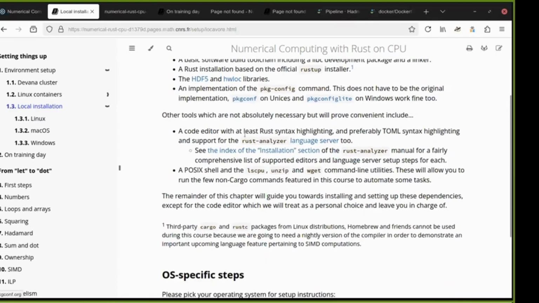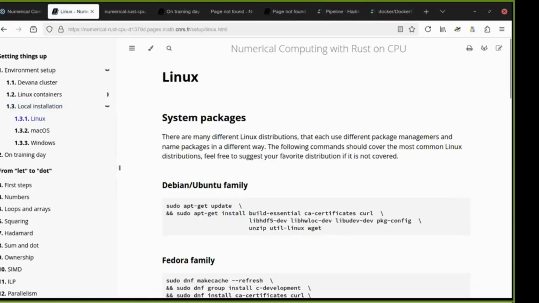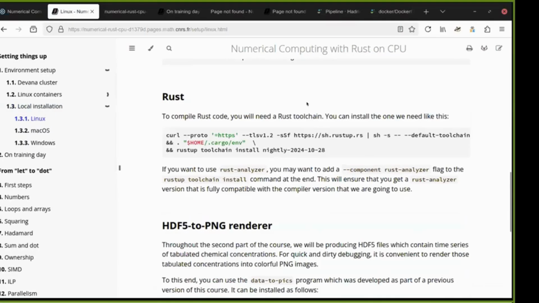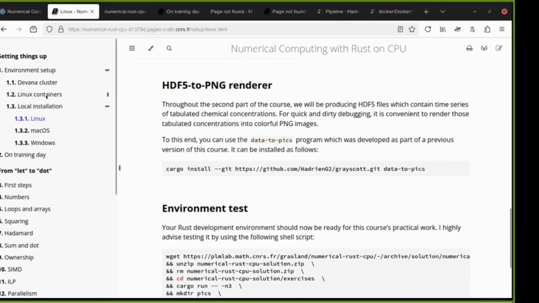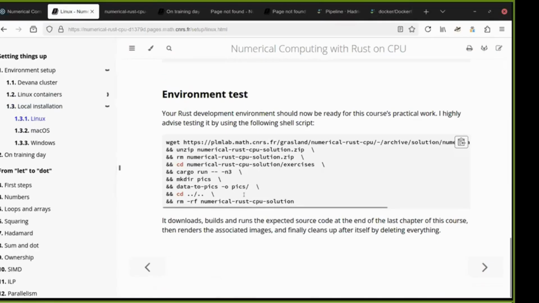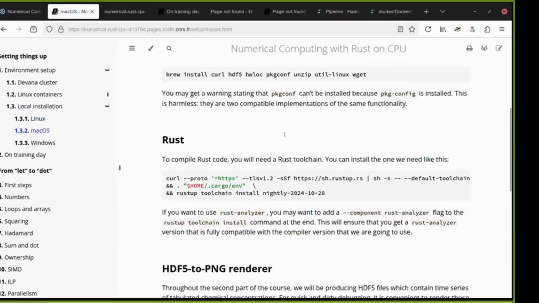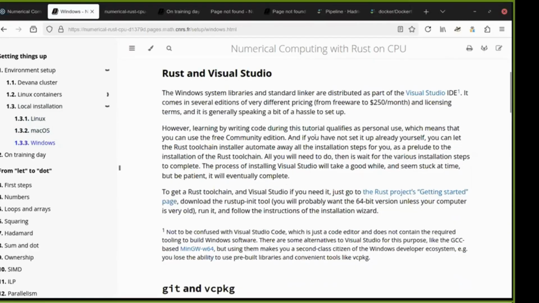So here the goal is to set up a development environment, a code editor that can edit Rust, and you're good to go. And I provide instructions for Linux, where you have the list of packages for all common distribution families, Rust installation, some HDF5 to PNG renderer, and tests for your environment. You have also instructions for macOS and Windows, which work in a similar way, except on Windows it's more complicated because Windows development is more complicated.